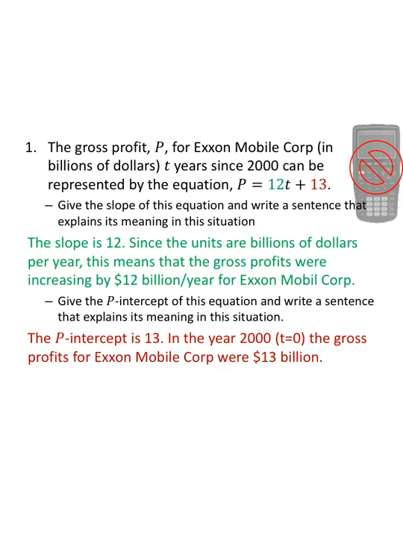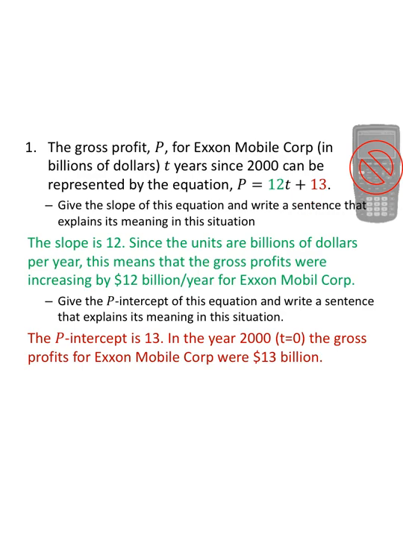Now, what is the P-intercept of this equation? We're used to saying y-intercept, but this equation doesn't have a y, it has a P. It's in the same place as y, so it's the same idea. The P-intercept of this equation will be the number 13. When the time is 0, we get 13. Write a sentence that explains its meaning in the situation.